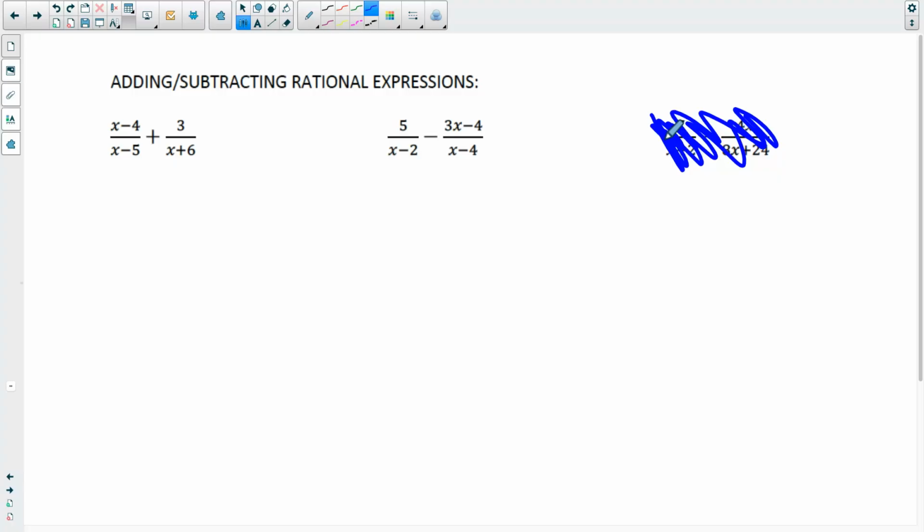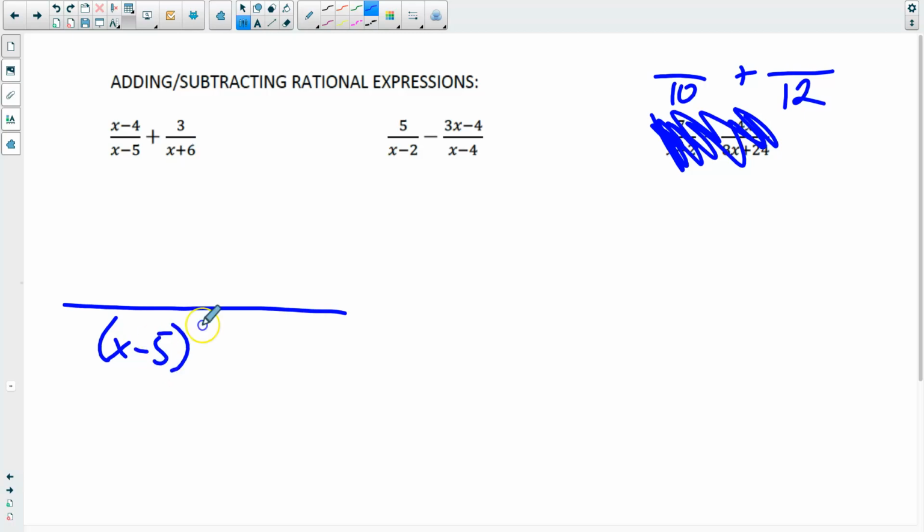I'm going to bring back those fractions from the very beginning. They had a denominator of 10 plus a denominator of 12. And what did we say our common denominator was? 120, because we multiply those together. So the very first thing you do is get a common denominator. My common denominator is this times that, which is x minus 5 times x plus 6.